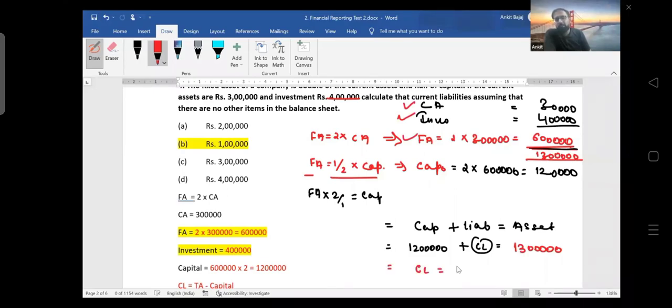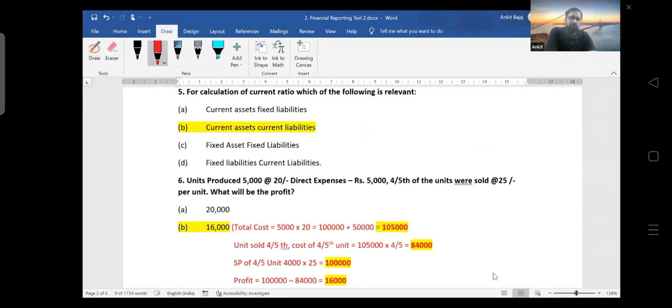So current liability is going to be 13 lakh minus 12 lakh, it is going to be 1 lakh rupees. I think it is clear to you all. Here I gave you the solution. You can refer to this solution, right?